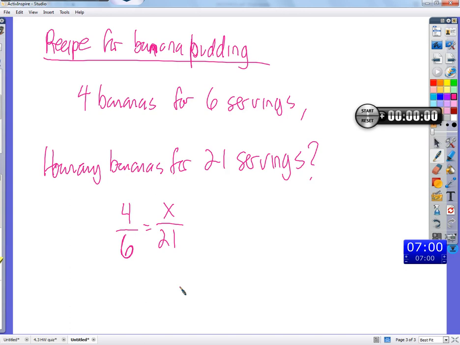Or I rounded it and had 16 bananas for 24 servings. 6 doesn't go into 21 evenly. That's not like 6 times 3.5 is 21. And then you do 4 times 3.5, and I got 14. So I did 4 for 6 servings, 14 bananas for 21 servings. Okay.